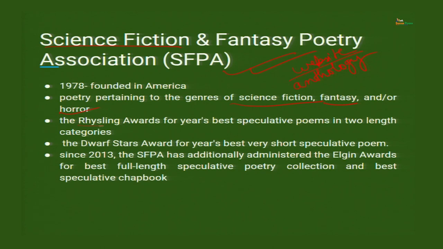They have also introduced the Rhysling Awards for the year's best speculative poems in two length categories. So there is a short poem category, there is a long poem category. This is the Rhysling Award. The Dwarf Stars Award, another award given by the same society, is for the year's best very short speculative poem. That means this speculative poem will be only 3 or 4 lines, and it will have a plot, it will have a theme, and it will also have science, it will also have parallel realities or realities other than whatever there is on the earth. Can you imagine a small poem, maybe 4 to 5 lines, maximum 6 lines, which contains all these elements? That poetry is given the Dwarf Stars Award.